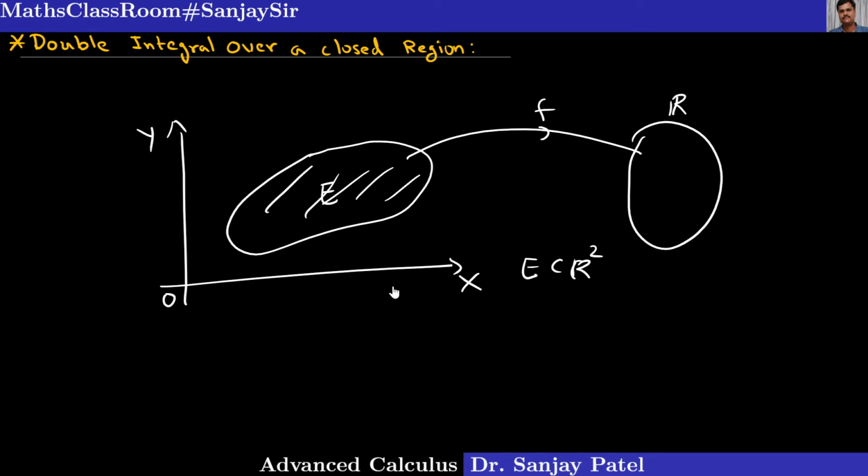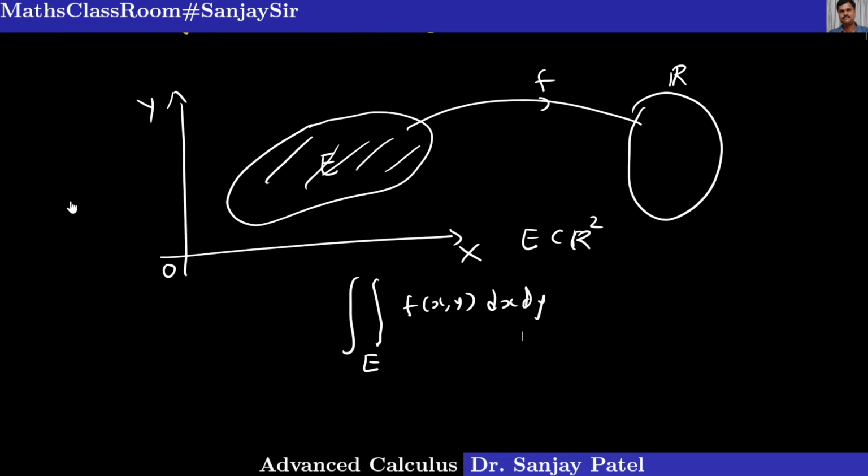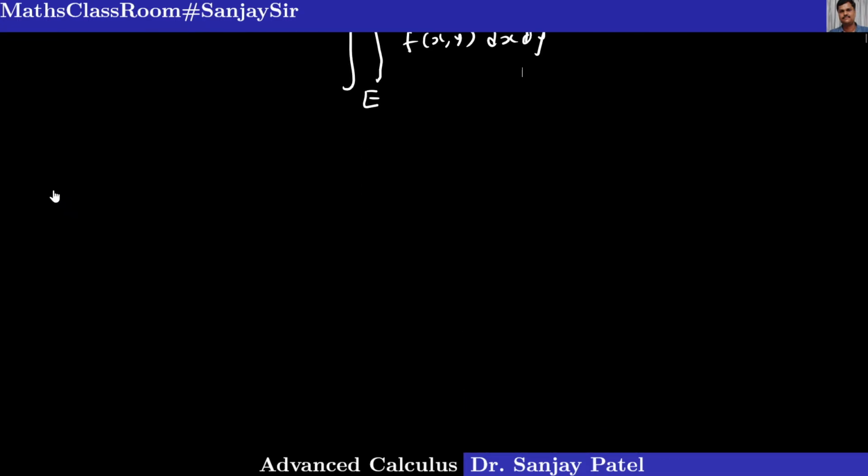So we want to understand how to compute the double integral of the function f of two variables over the irregular closed region E. This is denoted by double integral f of x comma y dx dy over the region E. So this is the main thing of today's lecture. In this regard, we have an important theorem about double integral over a closed region. So let us write down the result.